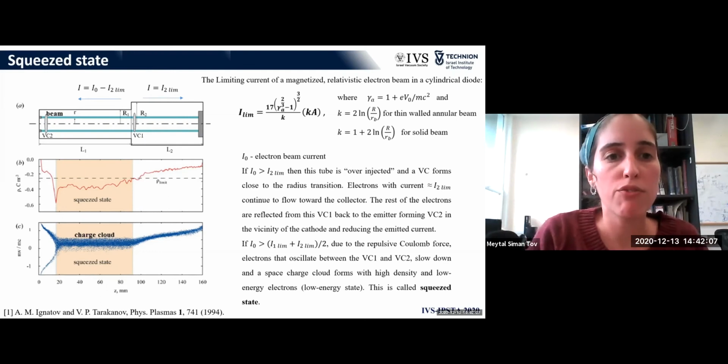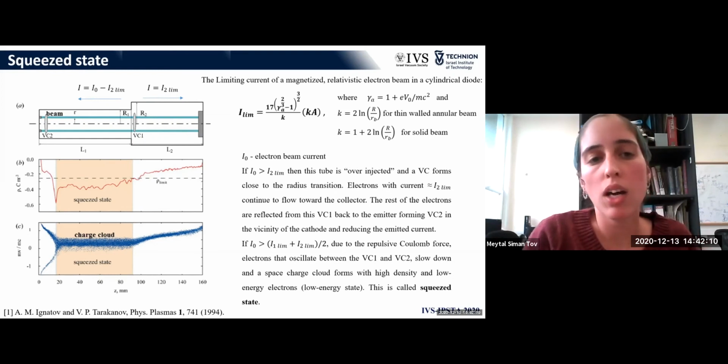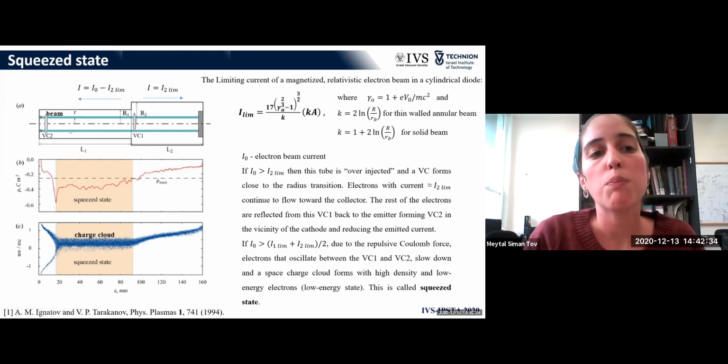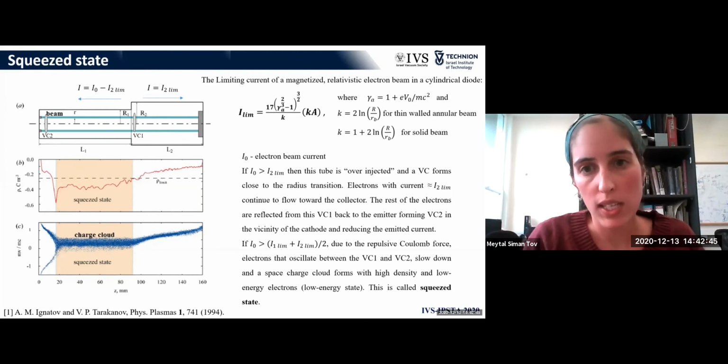From the location of the first virtual cathode, the other electrons continue the forward motion through the downstream end flange of the system with an amplitude current that's equal to the limiting current of the wider tube. Now, if we increase the injected current to be higher than the sum of the two limiting currents of the tubes divided by 2, then electrons that move between the radial transition of the anode and the emitter slow down due to repulsive force between the electrons, and we get a space-charge cloud with a high density of electrons and with low kinetic energy. This is called the squeezed state.